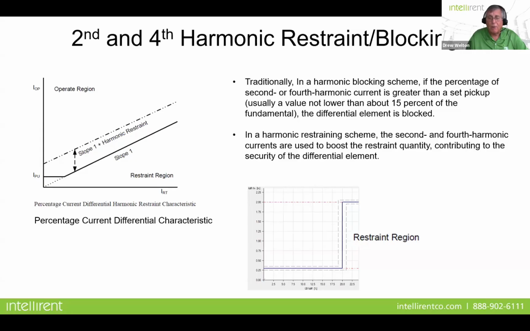And here's what a harmonic graph looks like. Say your normal setting is 20%. So if my waveform has at least 20% of a harmonic component, it's going to restrict the 87 from taking the element, the transformer, offline. If it's anything less than that, we're going to trip the 87.